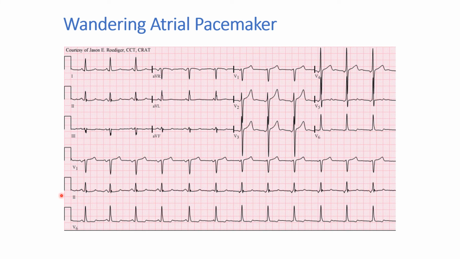Look at the rhythm strip of this ECG. What do you think about the morphology of the P wave? Did you notice that there are more than 3 different P wave morphologies? 1, 2, 3, 4. What about the heart rate? Heart rate is about 75 beats per minute. So this is an ECG of wandering atrial pacemaker.